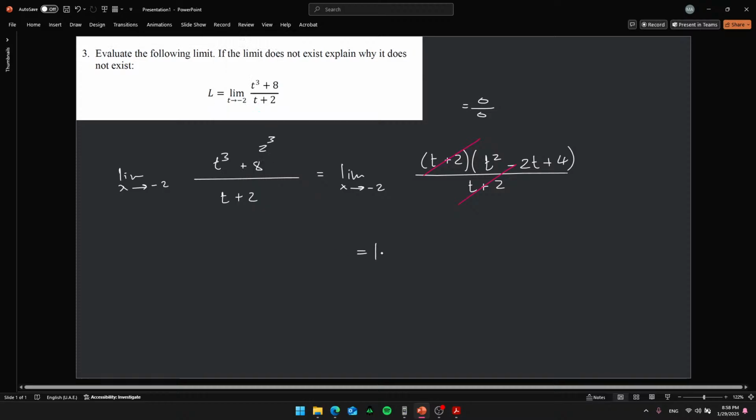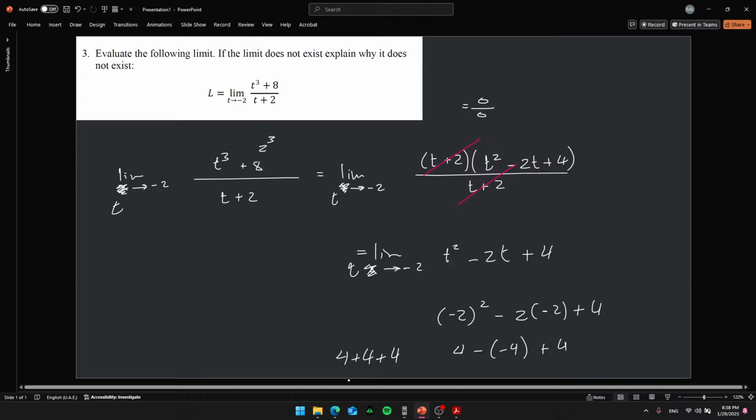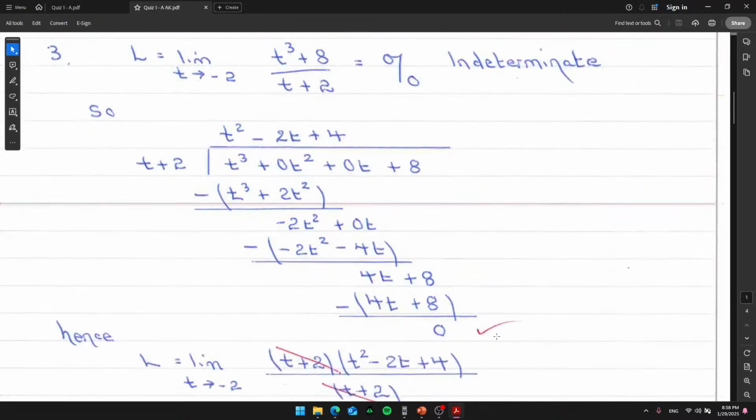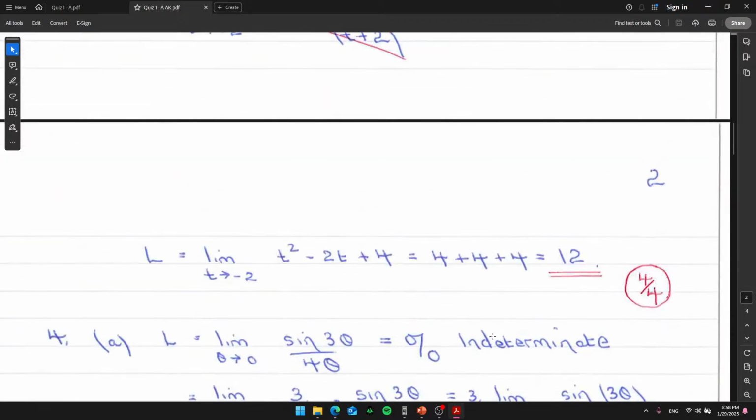This will give me a simple polynomial. t squared minus 2t plus 4, plug in the -2. 4 minus 2 times -2, which is plus 4, plus 4. So 4 plus 4 plus 4, 8, 12. Yep.